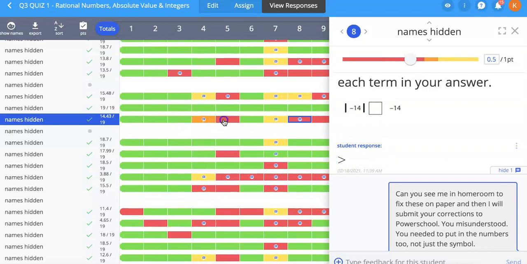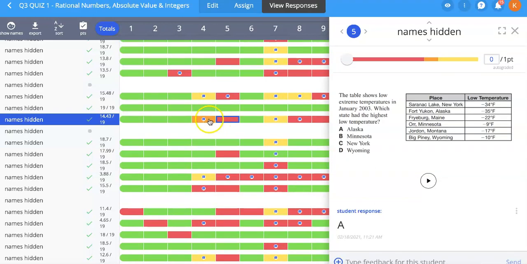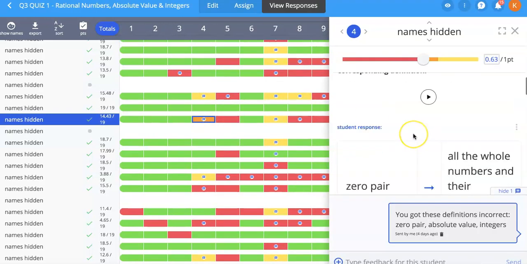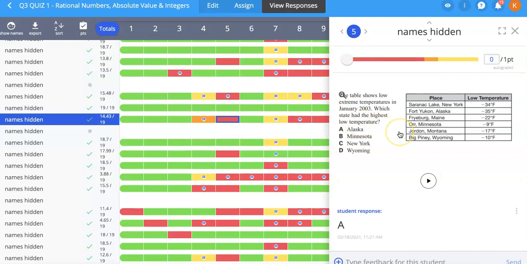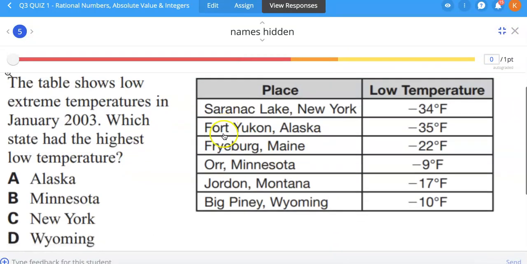I also just wanted to say that it would be really good for you guys to study your vocabulary. You will have vocabulary on this test. And then number 5 was also missed a lot. So let's take a look at this one. I'm going to make this a little bit bigger.